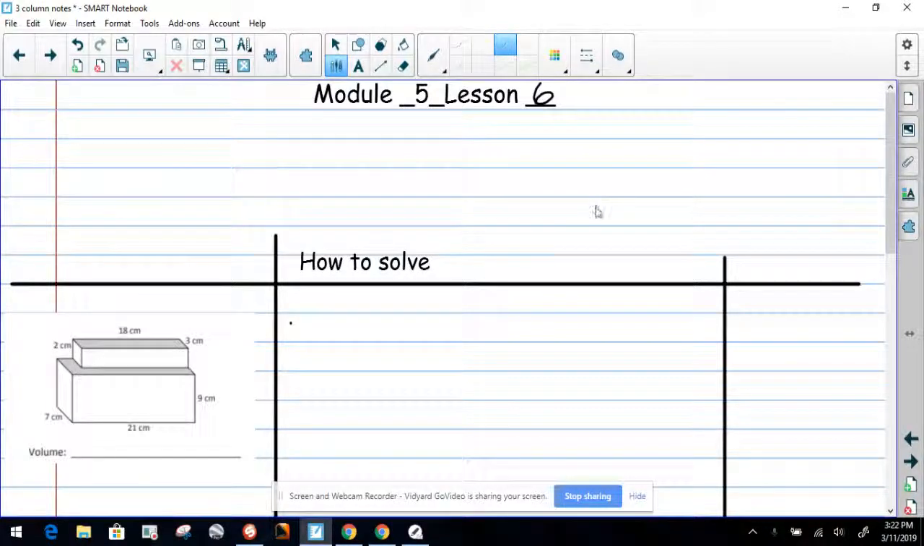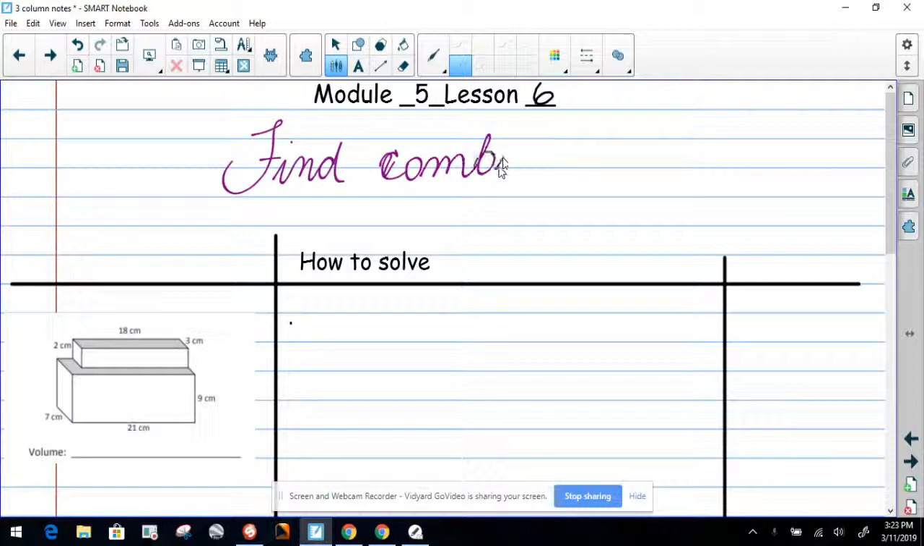Hello, my friends. We're back now with a little more complex volume problem. Once again, let me write this down. Find the combined volume of this complex solid figure. Let's do that right now.